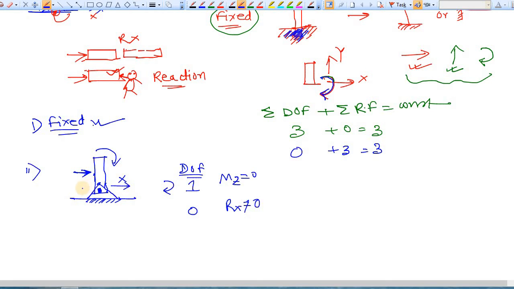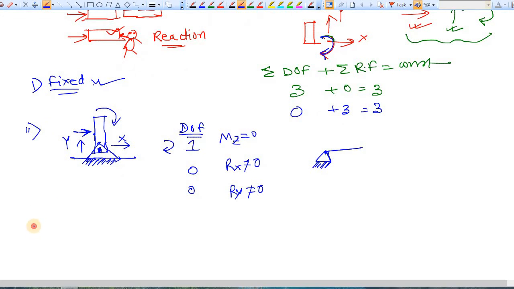Okay, similarly in this y direction it cannot move because it is fixed with the ground, so degree of freedom is 0, and reaction in this y direction is not equal to 0. Okay, and this pin joint is expressed like this. This is the structural member, and this pinned joint is expressed by this symbol.